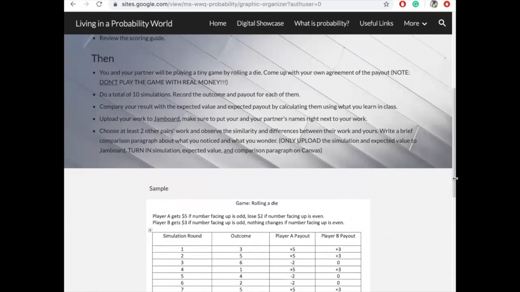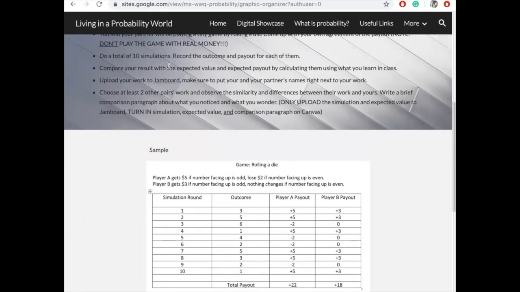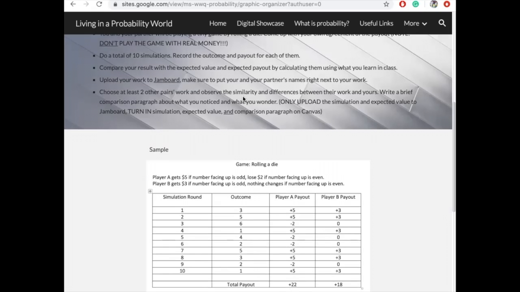What you need to do on this website is you and your partner will be playing a tiny game by rolling a die. You can come up with your own agreement on the payout. And please note that you should not play with real money, because I don't want you guys to get into the habit of gambling. So do a total of 10 simulations and record the outcome and payout of each of them. Compare your results and expected payout by calculating them using the expected values that you learned in this chapter. Upload the 10 simulations on the Jamboard.